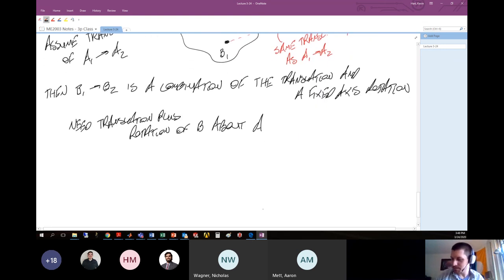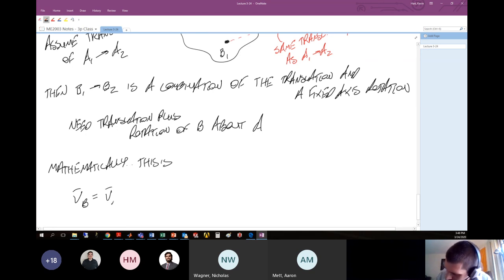Okay, so mathematically, the velocity of point B is the velocity of point A, the translational velocity of that particular point. It matches that, plus whatever velocity is associated with the fixed axis rotation of B about A. So that is the velocity of point B relative to point A. Okay, so it translated together, and then there was some additional velocity of B relative to A that was required.